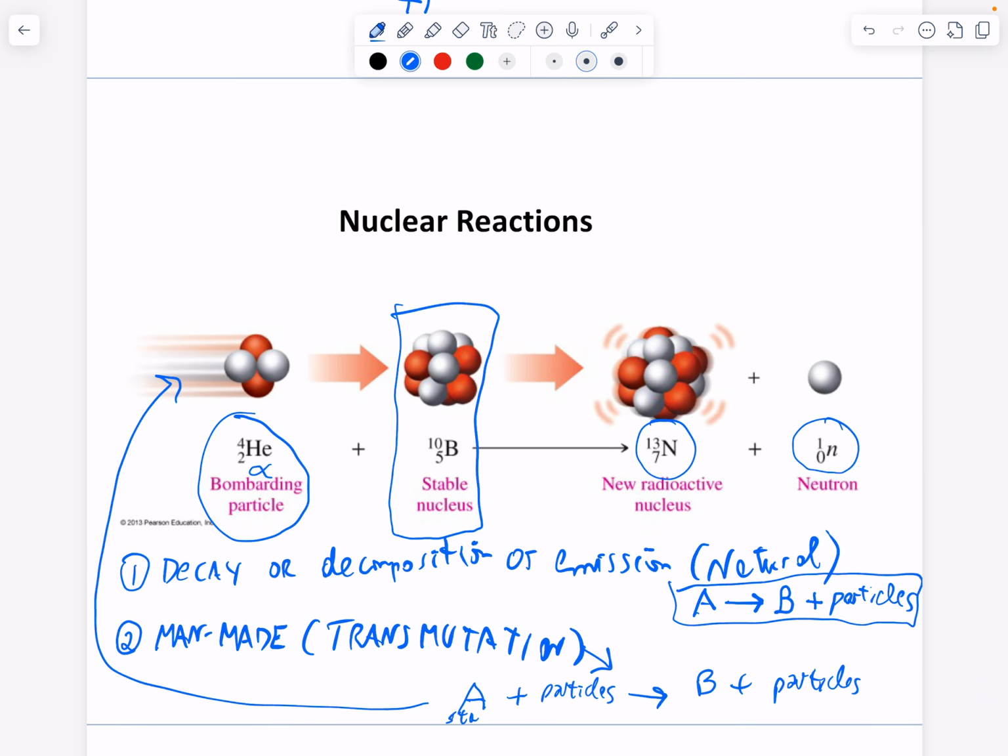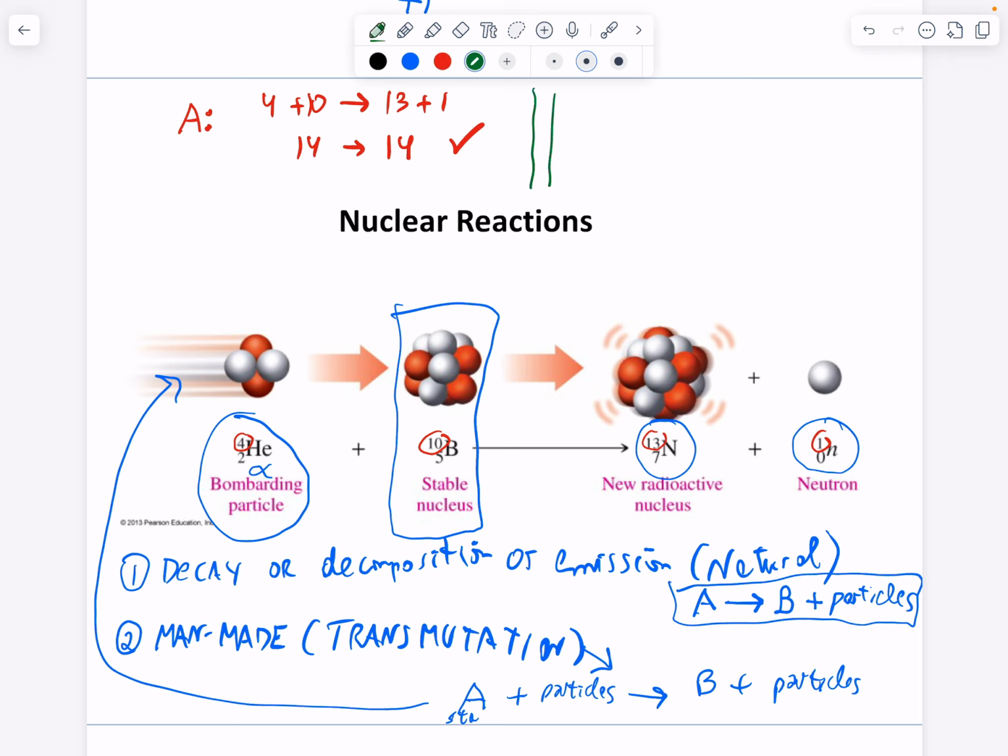Let's add the masses. Okay, so let's check for masses first. In the left side, I have this 4 and I have this 10. So 4 plus 10. In the right side, I have this 13 and this 1. 13 plus 1. Total 14 equal 14. Mass was verified.